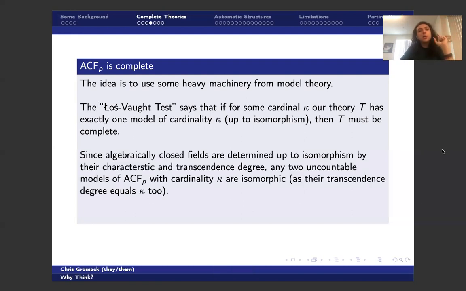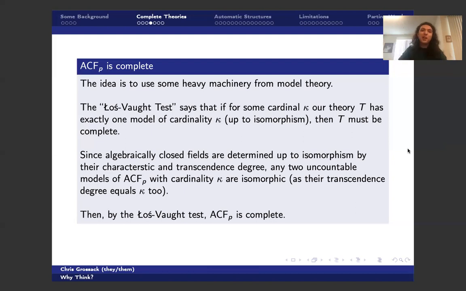But now we use some other heavy machinery from either field theory or algebraic geometry, depending on your bent. Since algebraically closed fields are determined by their characteristic and their transcendence degree, but we're only interested in fields of fixed characteristic, then the field is determined by its transcendence degree. But if I have any uncountable cardinal kappa, then their transcendence degree must be kappa as well. So any 2 uncountable algebraically closed fields of the same characteristic are isomorphic, obviously. But this is exactly the criterion we need to make the Łoś-Vaught test go through. And so we're done, and algebraically closed fields of characteristic p are complete.